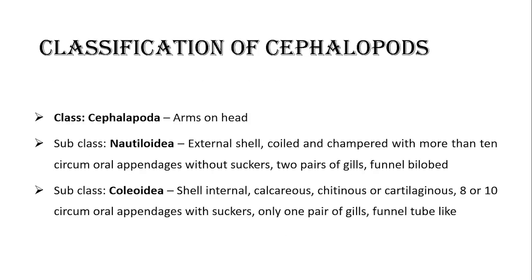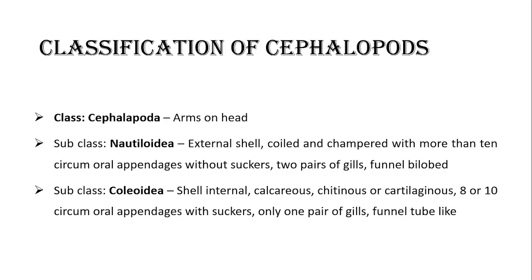Regarding the classification of cephalopods, the class is named Cephalopoda, which means arms on the head region. It includes two subclasses. The first is Nautiloidea and the second is Coleoidea. In Nautiloidea, the external shells are coiled and chambered, with more than 10 circumoral appendages without suckers, two pairs of gills, and a funnel formed by a lobe.